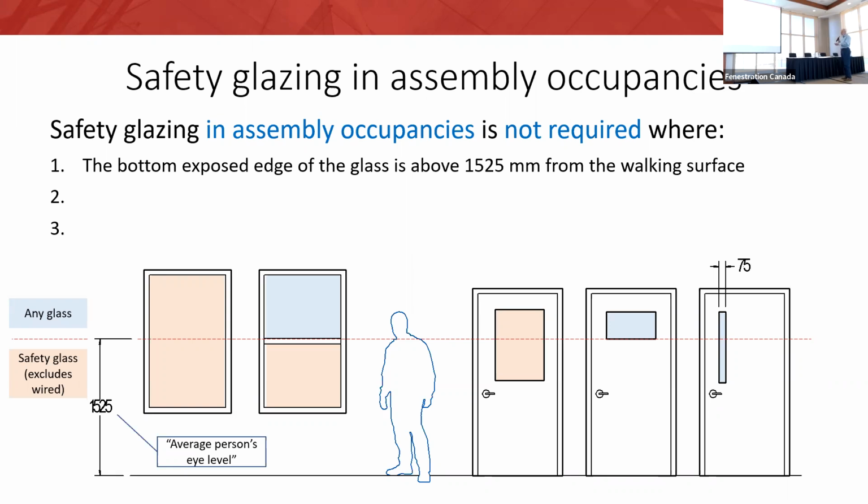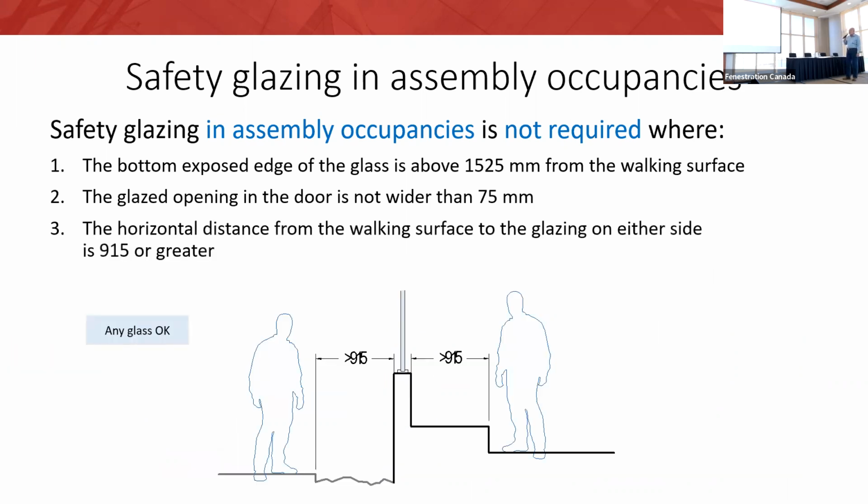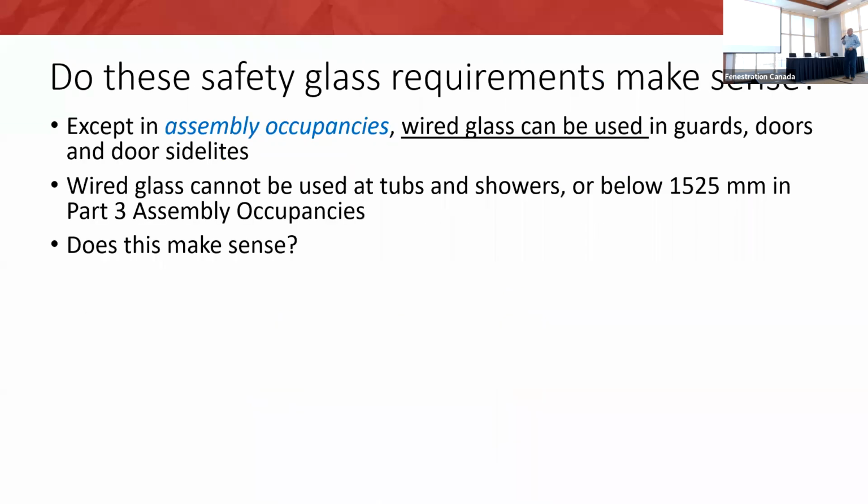The other condition is the glazed opening is not wider than 75 millimeters. And the third condition is the horizontal distance from a walking surface to the glazing on either side is 915 or greater. So if you can't get closer than 915 to the glass, you don't need it to be safety glass. So that's an interesting set of new requirements that, if they include restaurants, might include changes to glass in new restaurants.